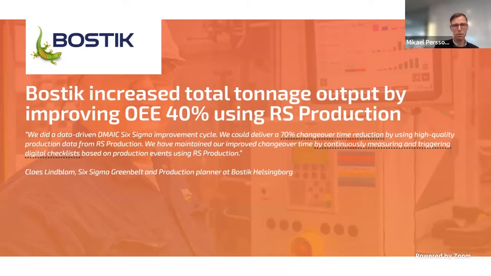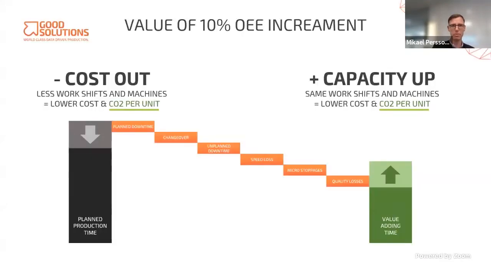One customer example who made a big success with this is French company Bostik, who reduced changeover times with 70% and increased the throughput of the factory with 40% by identifying the main losses, working in a structured way with improvements, and then using data-driven checklists and controls for operators to maintain a good best practice. Really amazing result.